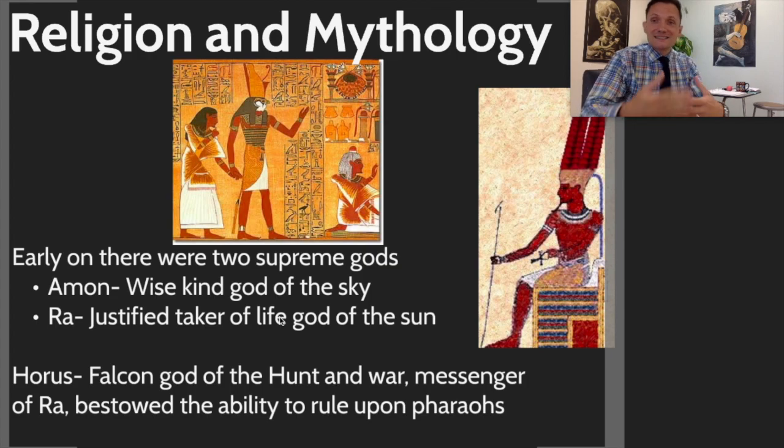So then as time goes on, they begin to expand a little bit. Begin to add minor gods to their system. Begin to add myths to their system, right? Horus, for example, is the falcon god of the hunt and war. He is the messenger of Ra. He bestowed the ability to rule upon pharaohs. This is him right here. Notice he's wearing the crown, right? The unified Egyptian crown, and he is bestowing the ability to rule upon the pharaoh here, right?